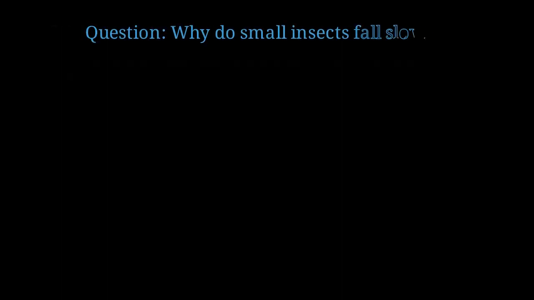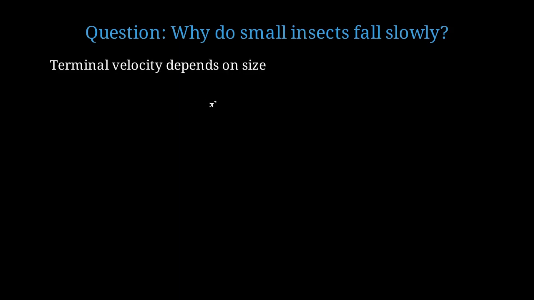Here's another scaling question. Why can small insects survive falls from any height? A mouse can survive falling from a tall building, but a horse would be killed. The answer lies in terminal velocity and how it scales with size.